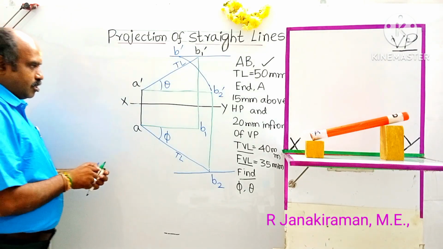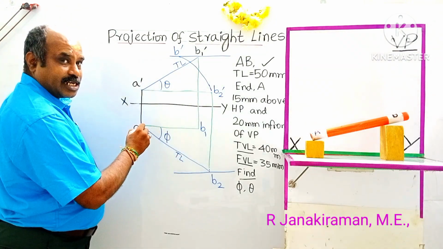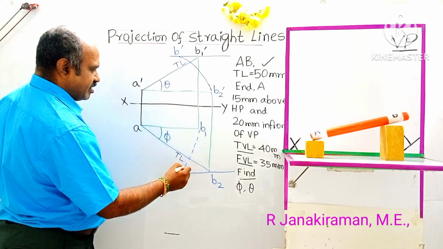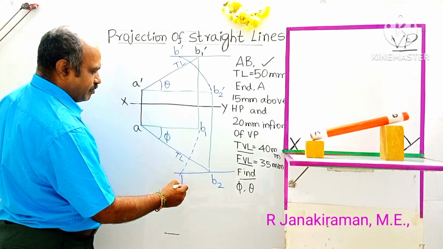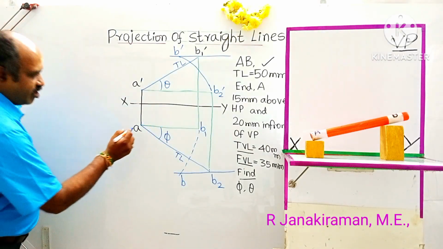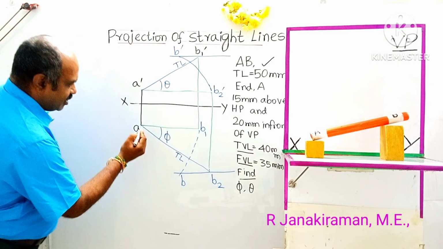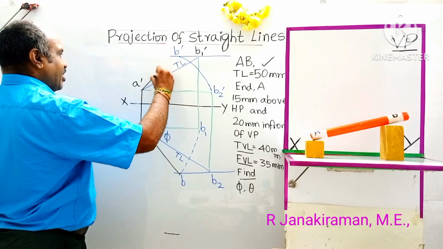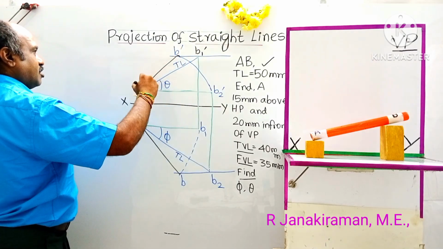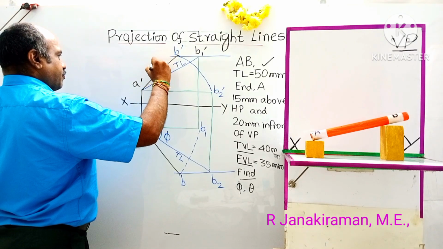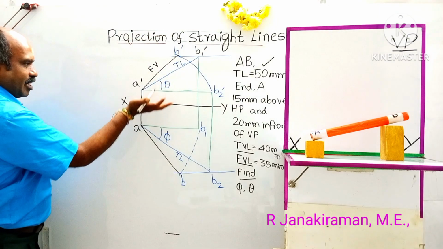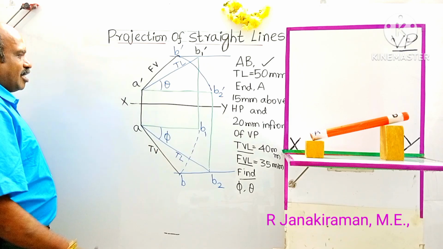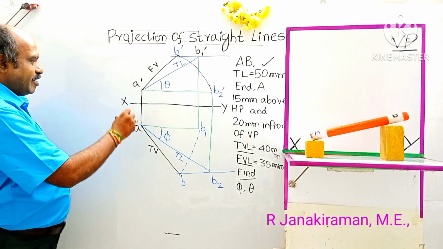Similarly, with A as center and B1 as radius, draw an arc upward, downward. Where this arc intersects the locus line, this point shall be marked as B. Then join AB. AB is the final top view. Similarly, joining A dash and B dash gives the final front view. This front view comes above the XY line, and below the XY line, this AB is the final top view. And this is the distance of location of point A above HP.